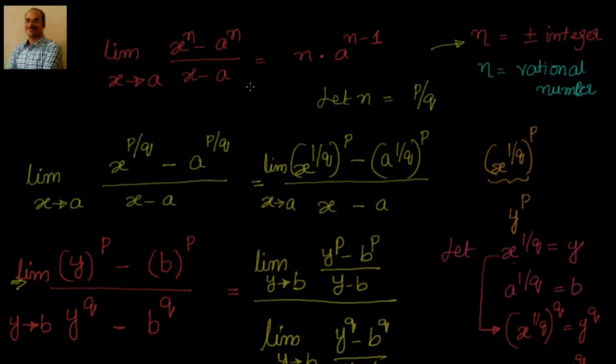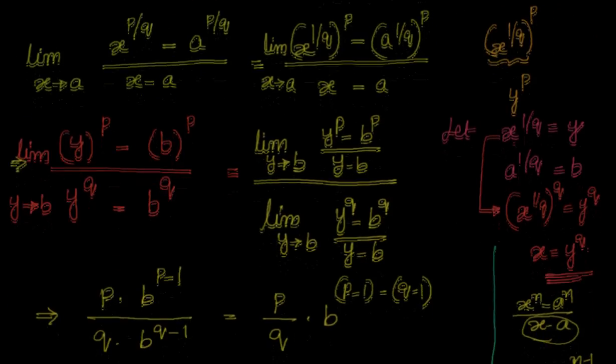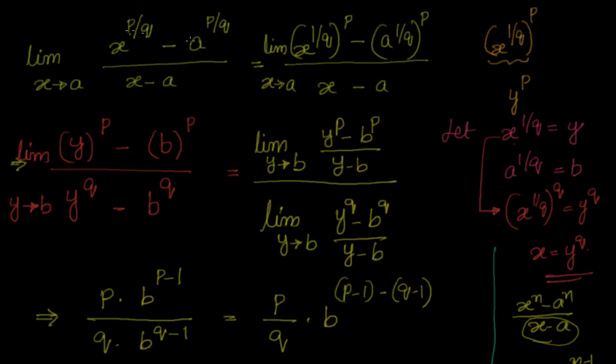So we are trying to prove that the limit of x to the power of n minus a to the power of n by x minus a, as x tends to a, is equal to n into a to the power of n minus 1, and that it holds good when n is a rational number also. For that we have taken n equal to p by q. Now we know that the formula holds good when n is an integer. So we have substituted x to the power of 1 by q, where I am having the power in the denominator. I have just converted that into another variable y, so that I can have positive powers.